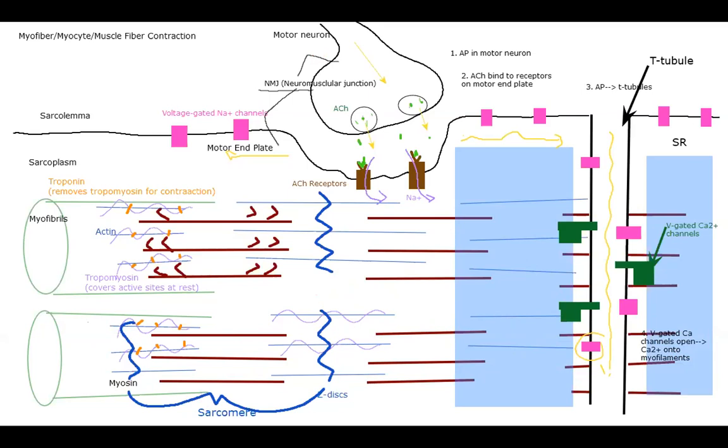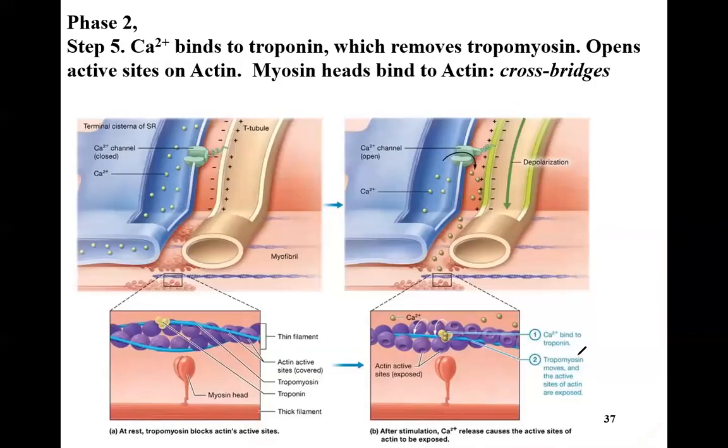See, so we'll do calcium as brown. All right, so calcium is going to flood out of the SR, which we know is over here. So now there's calcium floating all over the place. Okay, next.